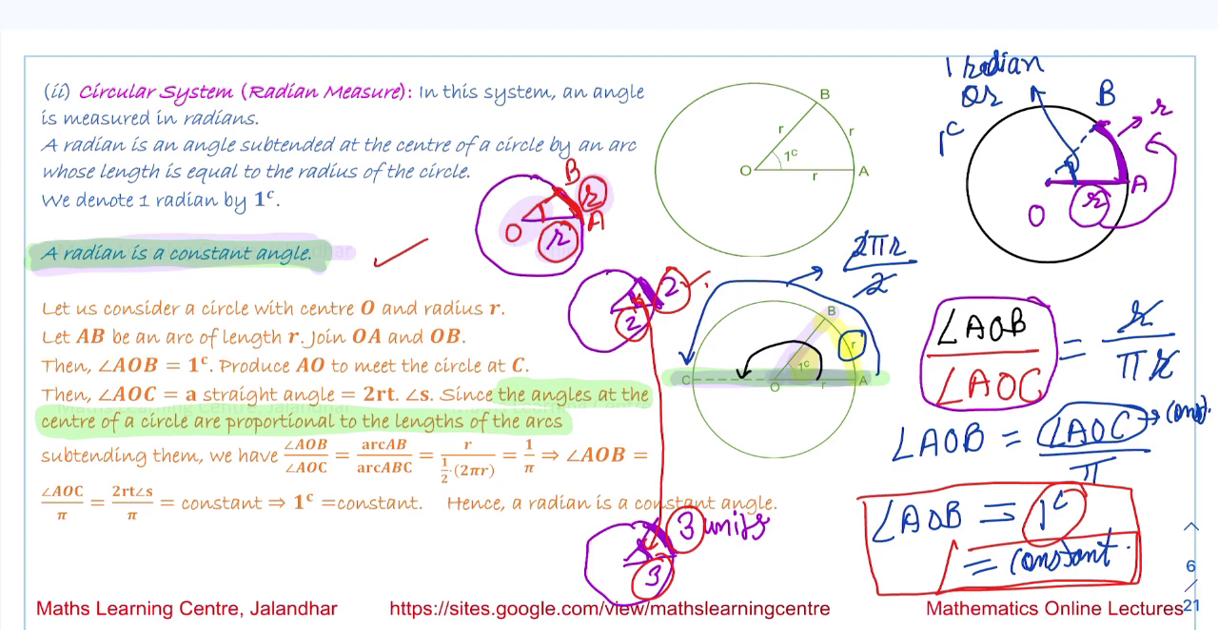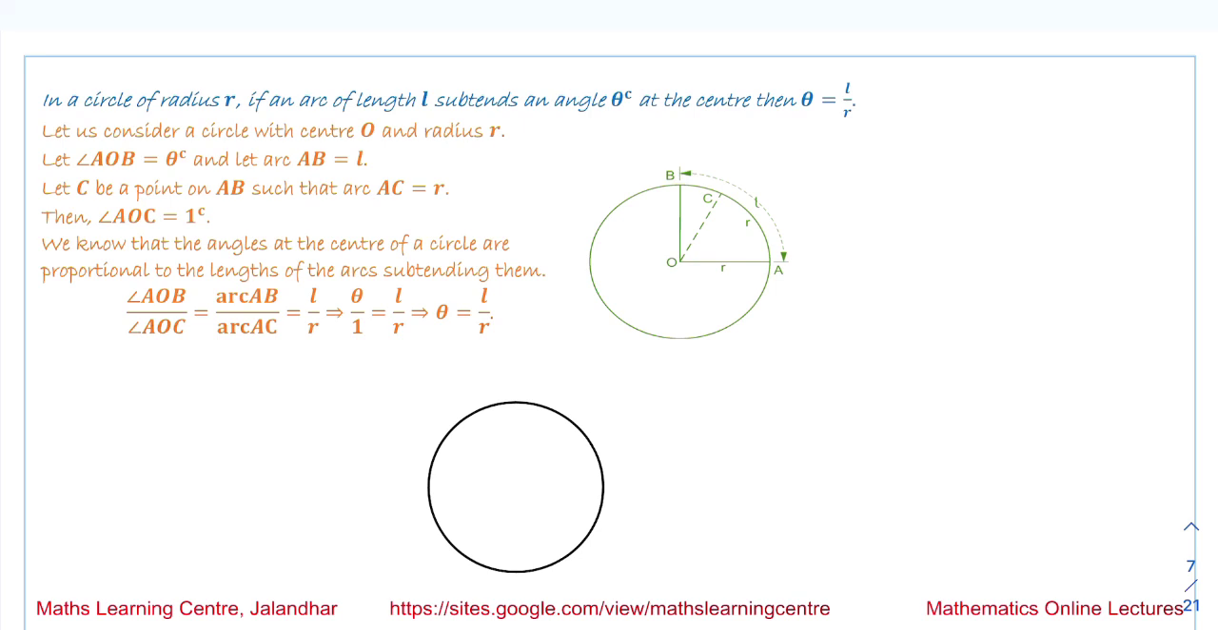Next, in a circle of radius R, a circle is given and it is given that the radius of this circle is R. If an arc of length L subtends, there is an arc, say up to this point B, and the length of this arc AB is L, and this subtends an angle at the center of theta radians, then theta is equal to L over R. This thing we have to prove.